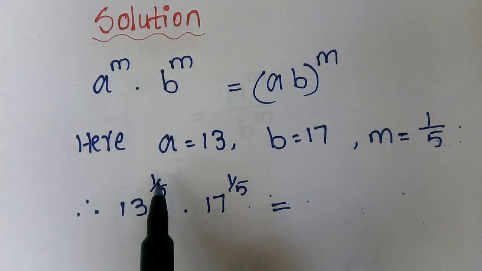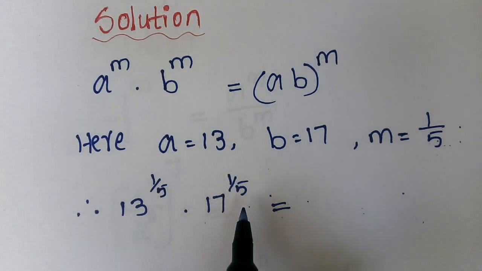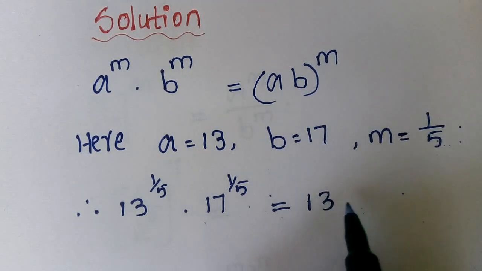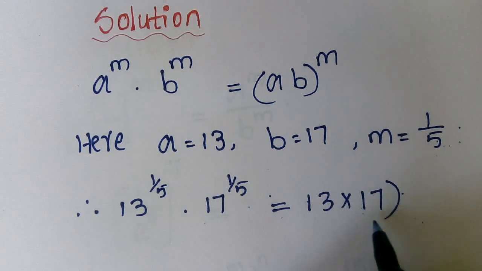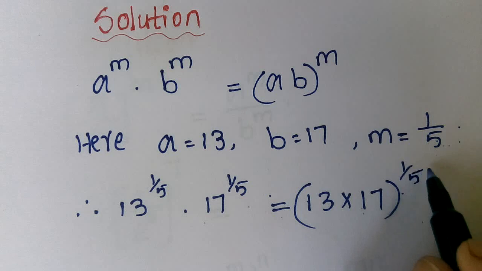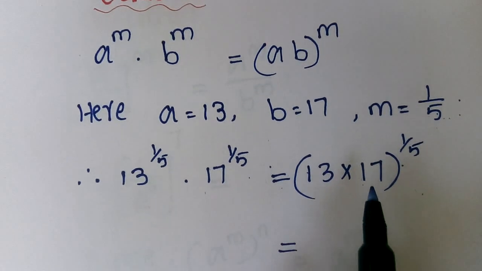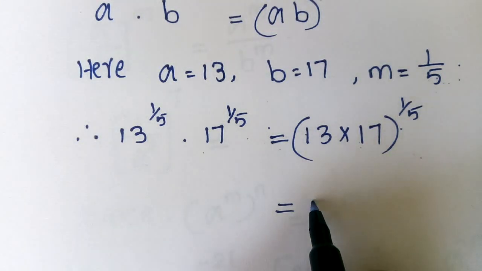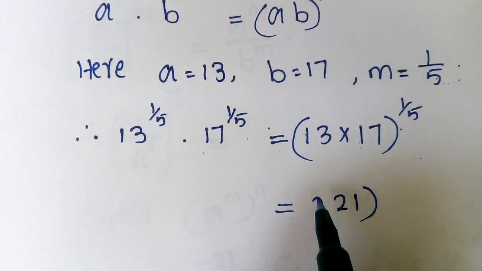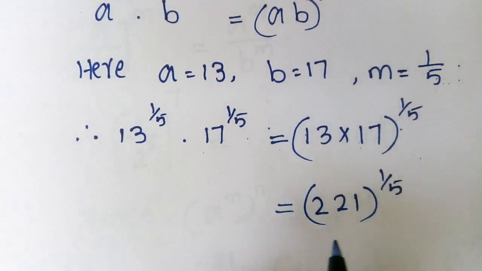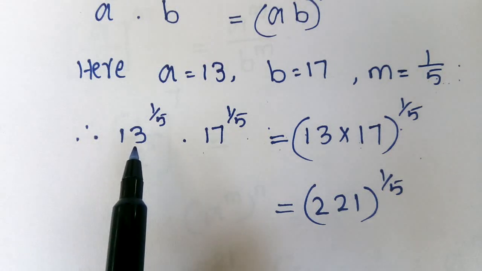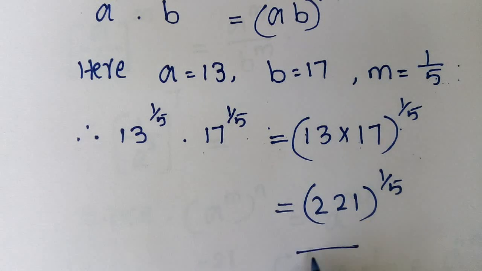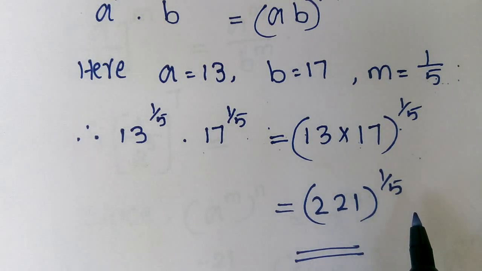Therefore, 13 to the power 1 by 5 into 17 to the power 1 by 5 is equal to (a into b) whole to the power m. a is 13 into b is 17 whole to the power m. m is 1 by 5. We need to find what is 13 into 17. 13 into 17 is 221 whole to the power 1 by 5. Therefore, 13 to the power 1 by 5 into 17 to the power 1 by 5 is equal to 221 to the power 1 by 5.